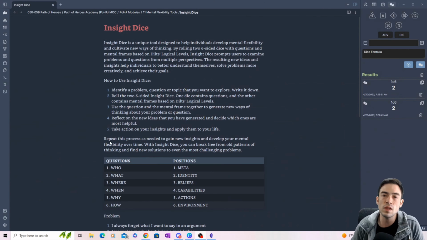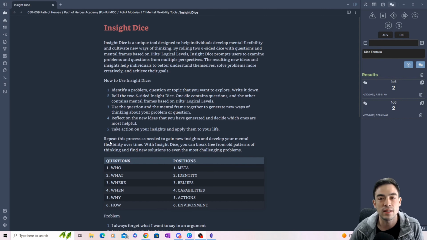I'll do this digitally because I don't have all the cameras set up to show you otherwise as I'm rolling dice. So I call this Insight Dice. It's not the fanciest name, but it works, and that's what it is. It's exactly what it says on the tin.